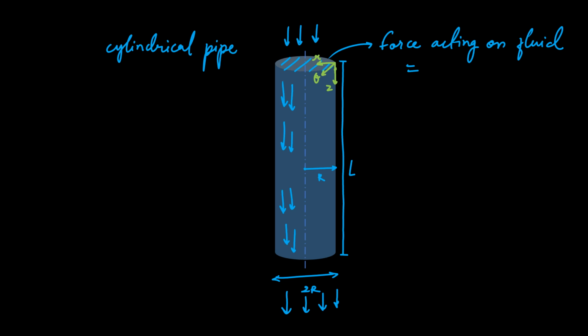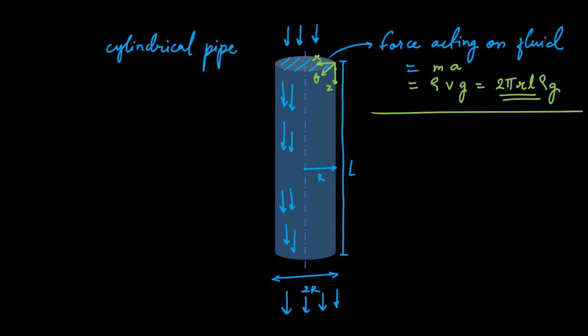So the force acting on it is, first, acceleration due to gravity, mass into acceleration. So mass is density into volume into g. The volume of the cylindrical pipe is 2 pi R L, into rho g. So this is my force acting on the fluid. This flow is laminar because there is no flow in other directions, it is unidirectional flow.